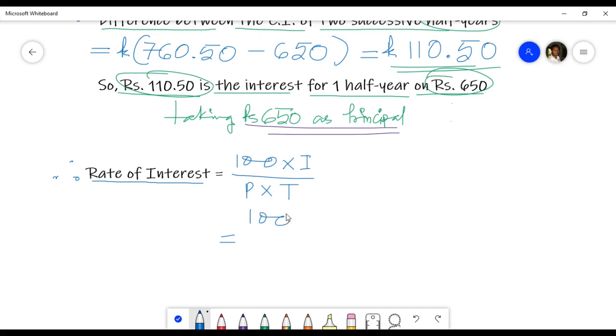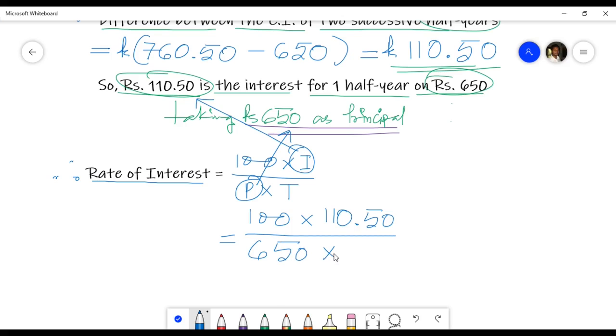So we'll substitute the values. 100 into interest, which is rupees 110 and 50 paise, divided by the principal. In this case, the principal is 650 rupees, taking rupees 650 as the principal, into time. It's half year, right? So we'll write time as 1/2, that is half year.